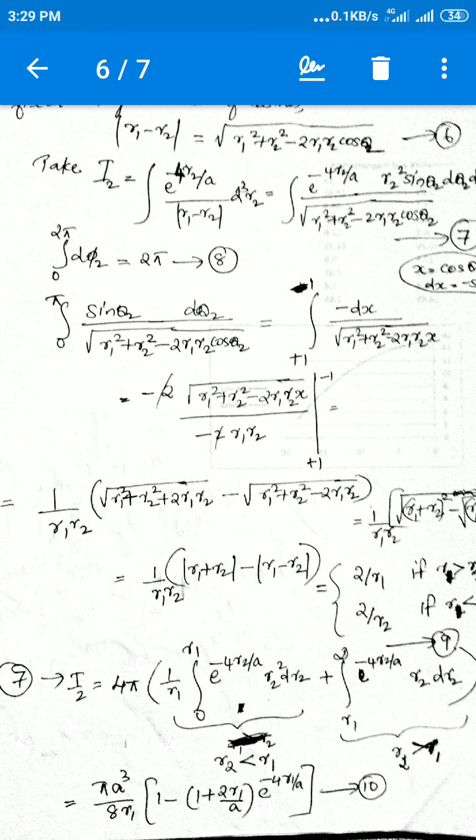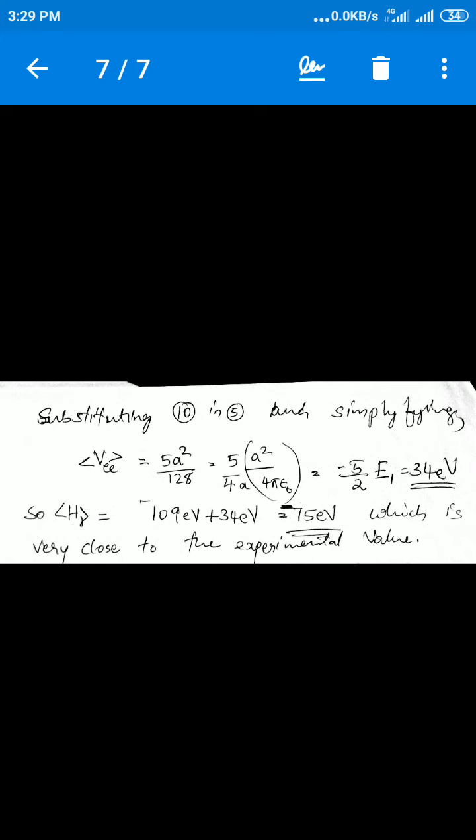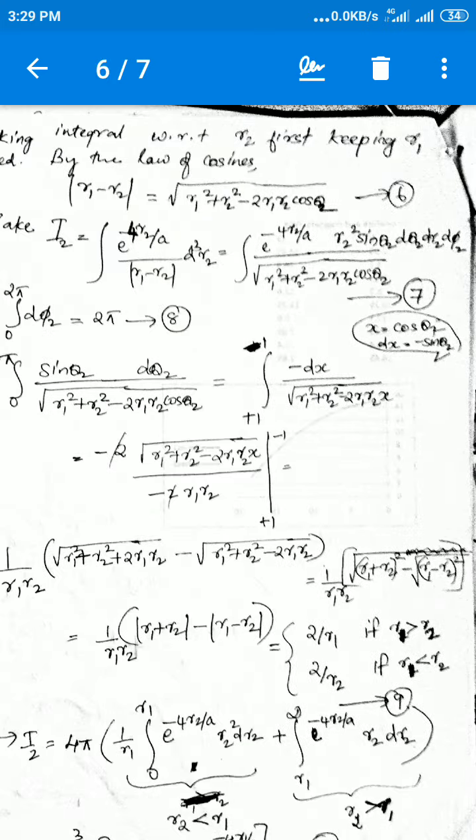So if you can learn this value, equation 10, by heart, then it will be much easier. Only this equation you need to remember, and then substituting 10 in 5 and simplifying, you will get this 5a²/128. That also you have to remember by heart, 5a²/128. Okay, so you will get 34 electron volt, and then the H expectation value will be -109 electron volt plus 34 electron volt, which is equal to -75 electron volt. So this is the helium atom system with the variational principle.